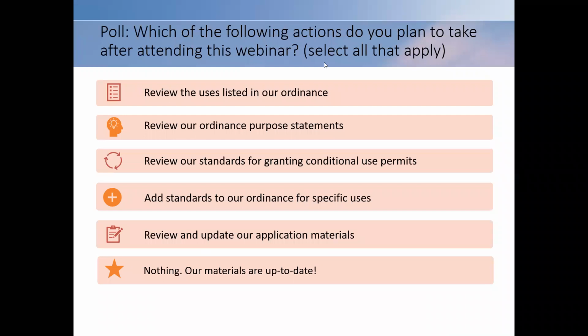Which of the following actions do you plan to take after attending this webinar? Please select all that apply. Review the uses listed in our ordinance. Review our ordinance purpose statements. Review our standards for granting conditional use permits. Add standards to our ordinance for specific uses. Review and update our application materials. Create a decision form for local officials. Or nothing. Our materials are up to date.